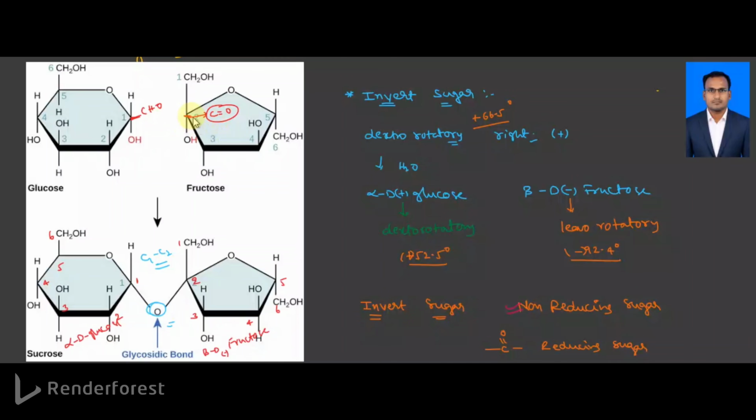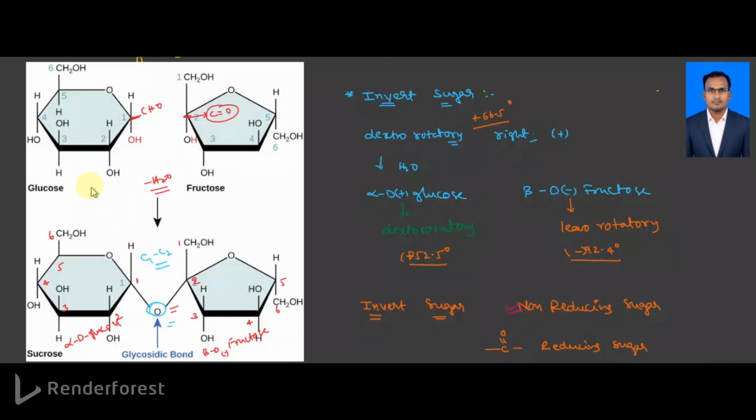These two are involved in bonding, that is the glycosidic linkage formed by removal of a water molecule, the oxide linkage, right? Hence the first carbon of glucose and the second carbon of fructose are not free. They are already involved in the bonding. For that reason, they are not reduced by Tollens and Fehling's solution. That's why it is called a non-reducing sugar, right?